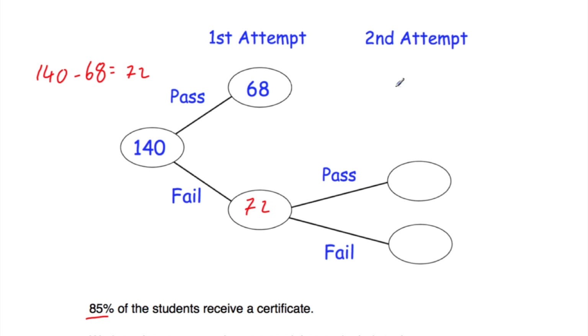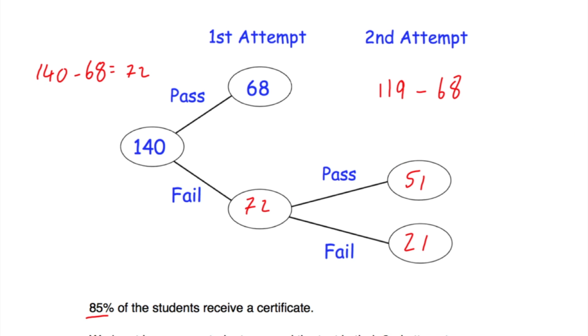Now, if we go back up, we know that 119 people get a certificate, and so that's the number of people that pass the course. So we've got 68 passing the first attempt, so if we do 119 take away 68, that would tell us how many students pass on their second attempt, and that's what we've been asked to find. So 119 take away 68 is equal to 51. So that means that 51 pass, and out of interest, that means that 21 fail, because obviously they need to add together to be 72.